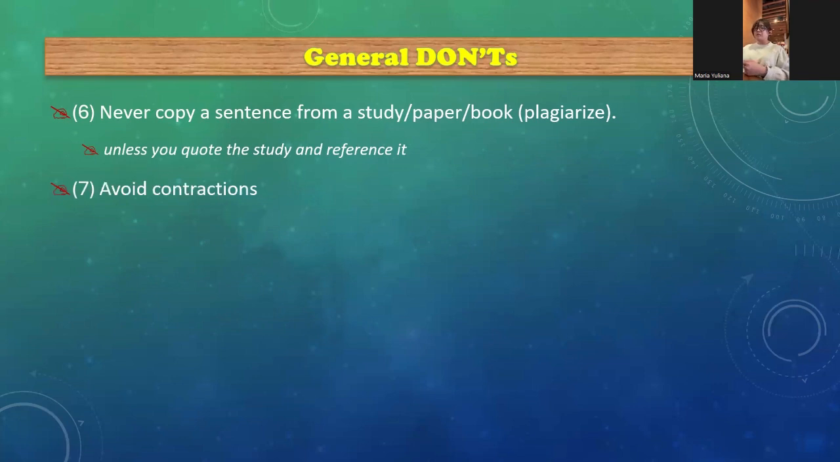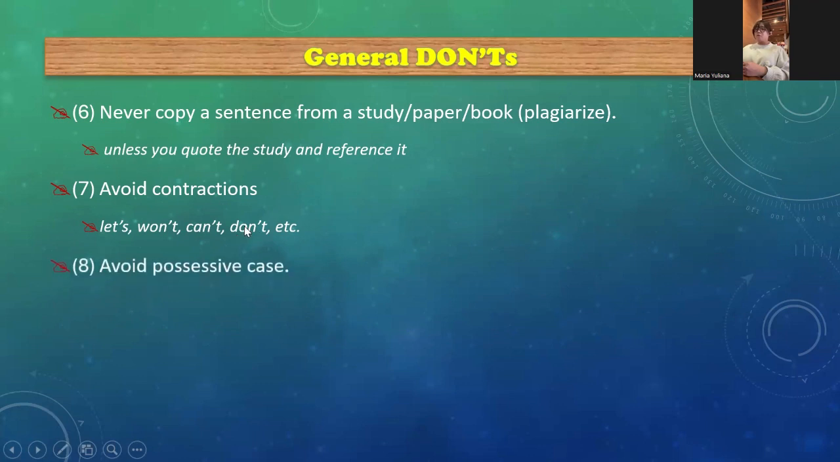And then avoid contractions. So please do not write like this: let's, won't, can't, don't. If you want to write can't or don't, just write it as cannot, do not. Usually we tend to use the positive sentence instead of negative sentence, so you can just rephrase. And then the last one would be avoid the possessive case like this, the river's discharge. You can just convert it to the discharge of the river. That's a scientific way of writing.